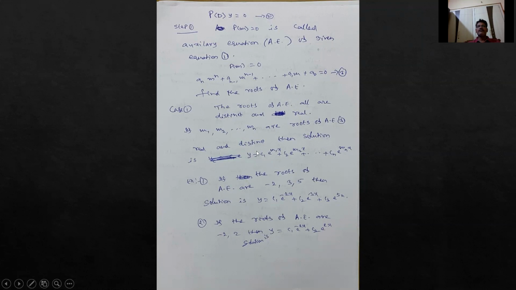So if the roots of the auxiliary equation are all distinct and real, then the solution is y is equal to c1 e power m1x plus c2 e power m2x and so on up to cn e power mnx.